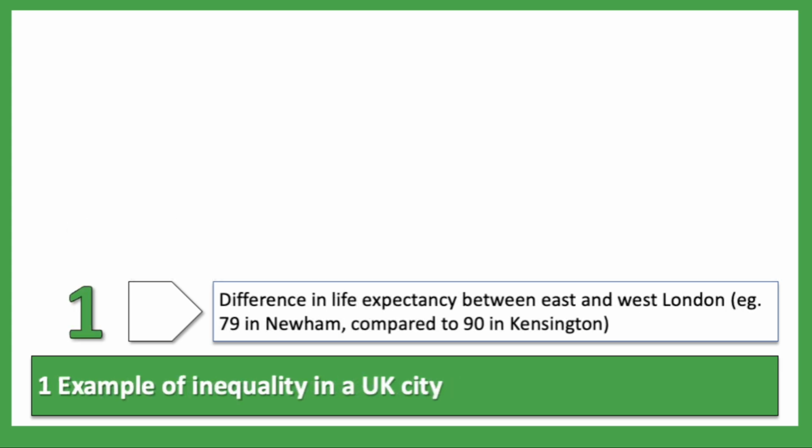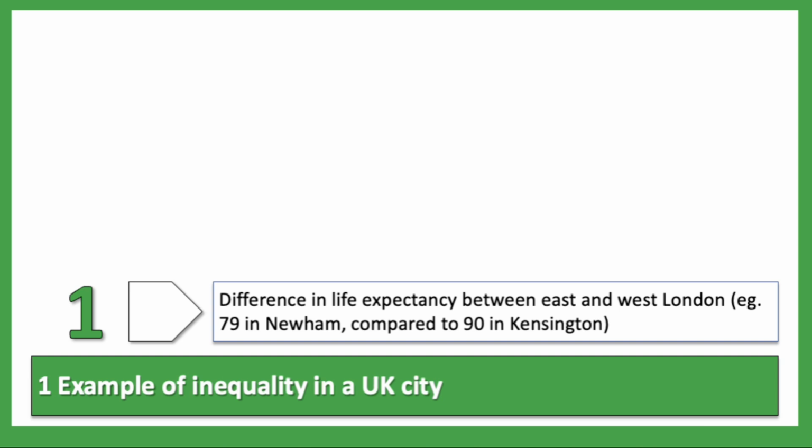And one example of inequality in a UK city. So the example that lots of you will be quite familiar with if you do the London case study is there is a huge difference in life expectancy between East and West London. So if we look at Newham, which is one of the poorest boroughs in London, the life expectancy here is 79. If we then move across to West, you've got Kensington and Chelsea, where the life expectancy is 90. So a great big discrepancy there.